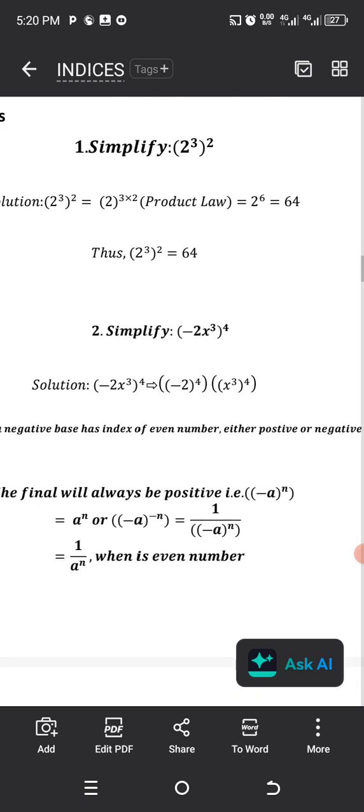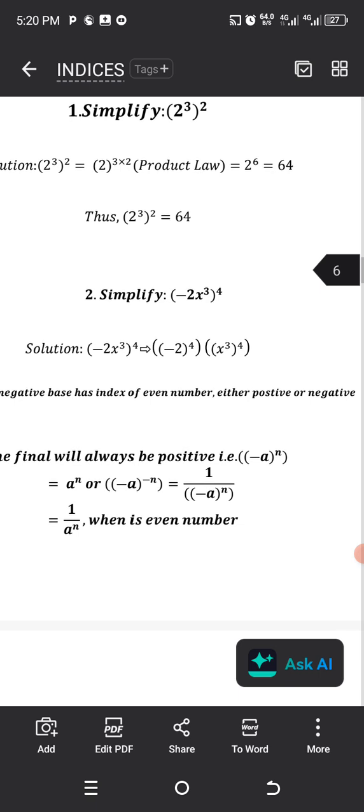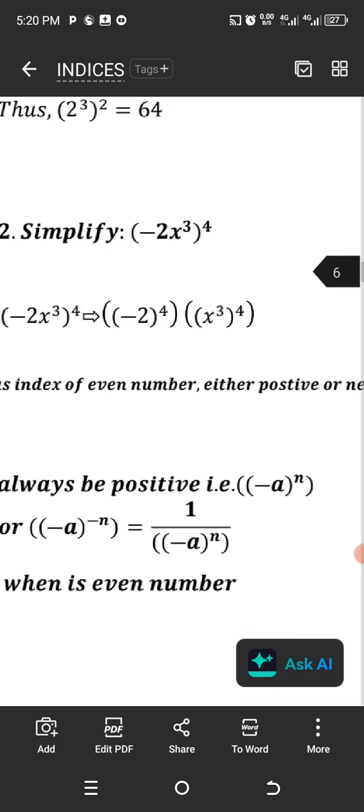So let's look at this one too. We have to simplify open bracket minus 2 x raised to power 3 close bracket, everything raised to power 4. You can see that we are having a negative number there. Don't panic. You solve it stepwise. So the solution is this, the simplification is this.